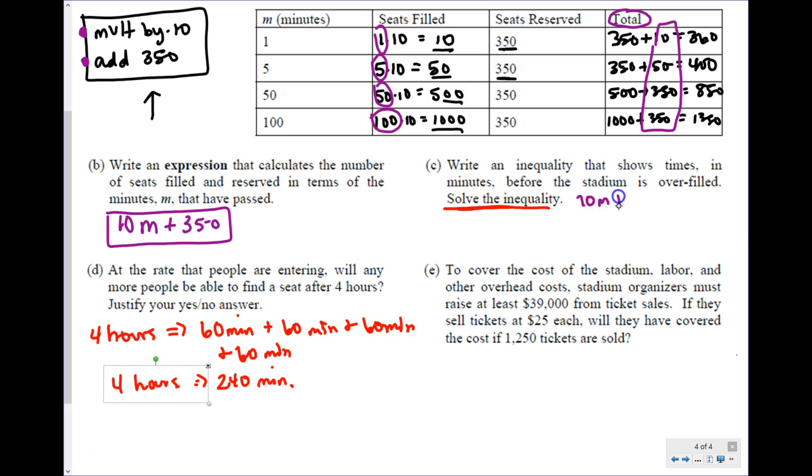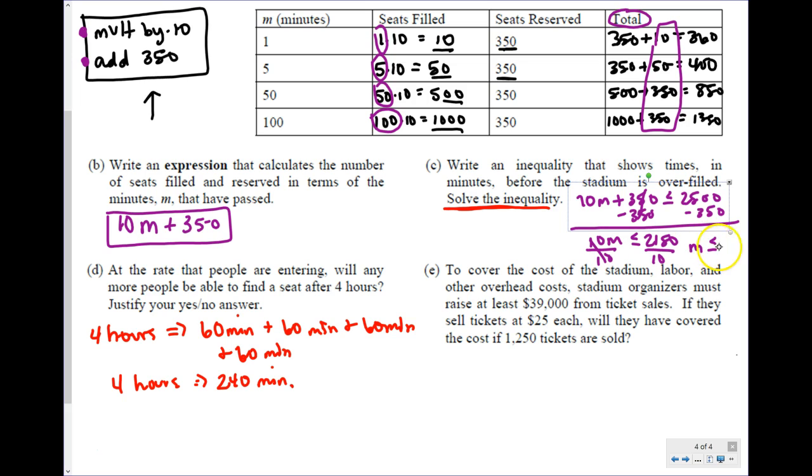10m plus 350 is less than or equal to 2,500. My bad. So we subtract 350 on both sides. I get 10m is less than or equal to 2,500 minus 350, which is 2,150. Divide both sides by 10, and I get m has to be less than or equal to 215. So that means, my meaning is that at 215 minutes, the stadium is full. Okay? That's what that means.